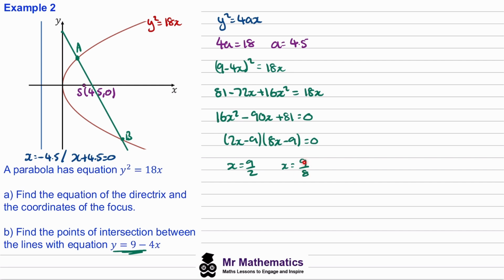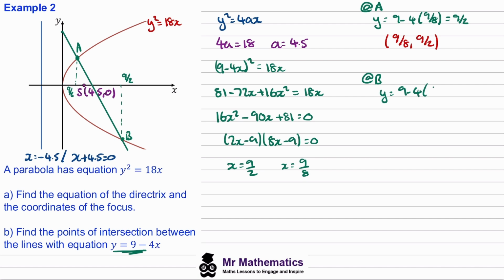So we know then that this solution will be at point A, and this solution will be at point B. But to work out our y values, we'll substitute 9 over 8 into the equation of the line. So we'll get 9 minus 4 lots of 9/8, which will give us 9 over 2. So this is the first point of intersection at point B. For the other, y will be equal to 9 minus 4 lots of 9 over 2. We can work this out, and y is negative 9. So this is our second point of intersection.